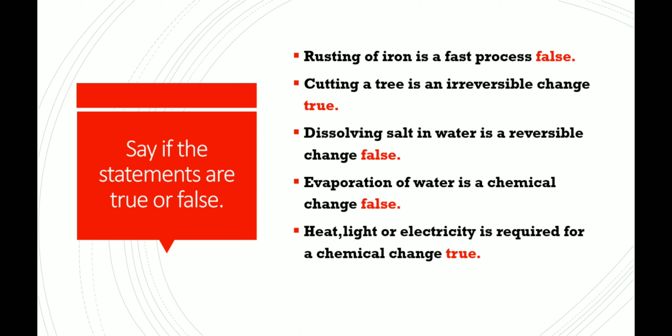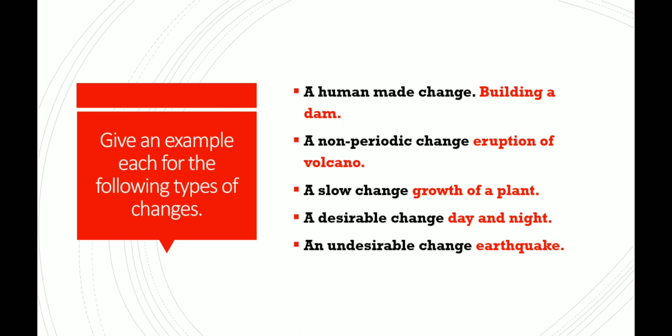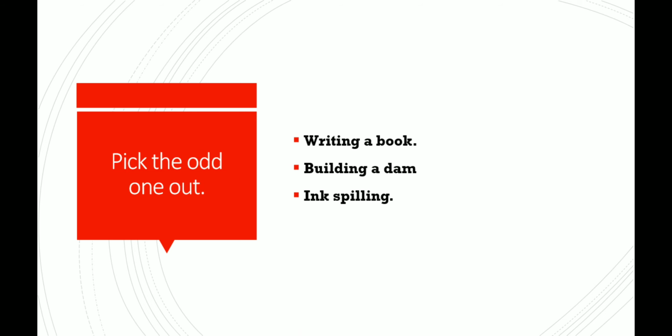Now proceeding to the fifth question, that is, give an example each for the following types of changes. First one, a human-made change, that is building a dam. Second one, a non-periodic change, that is eruption of a volcano. Third one, a slow change, that is growth of a plant. A desirable change, that is the fourth one, day and night. Fifth one, an undesirable change, earthquake.